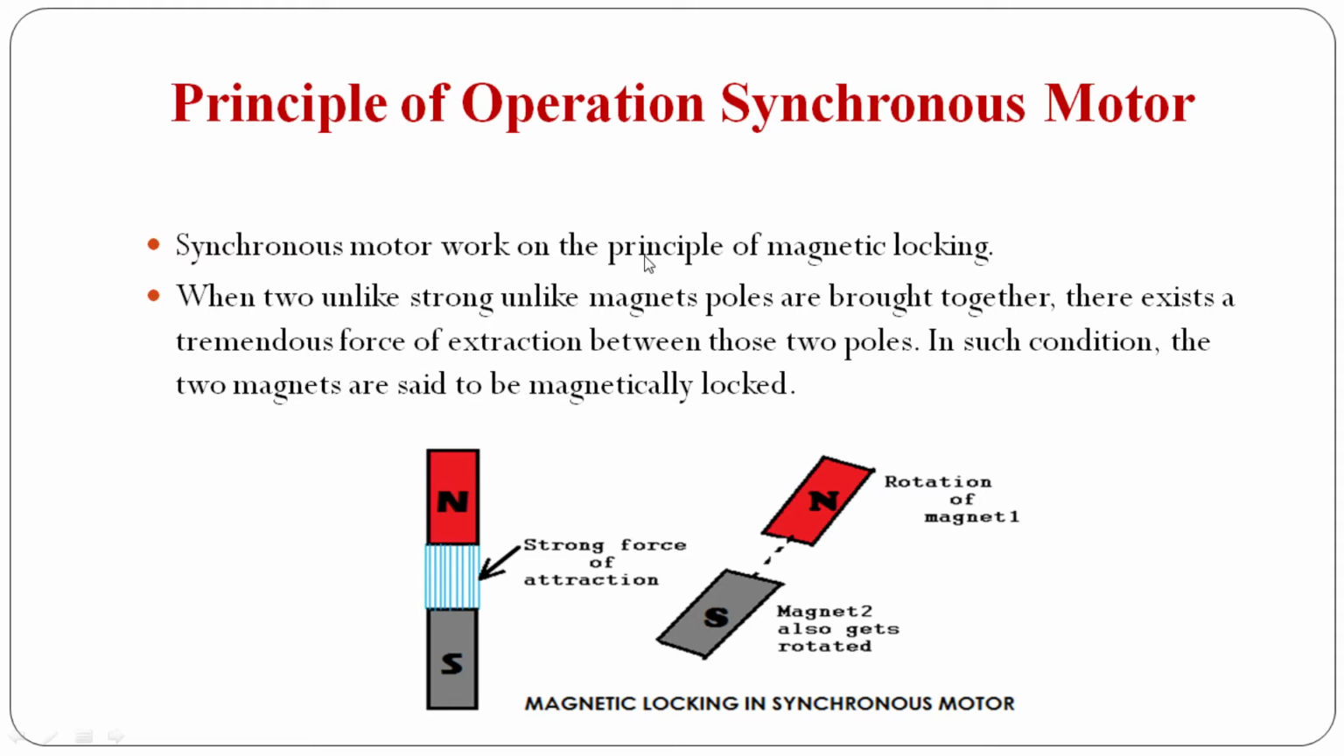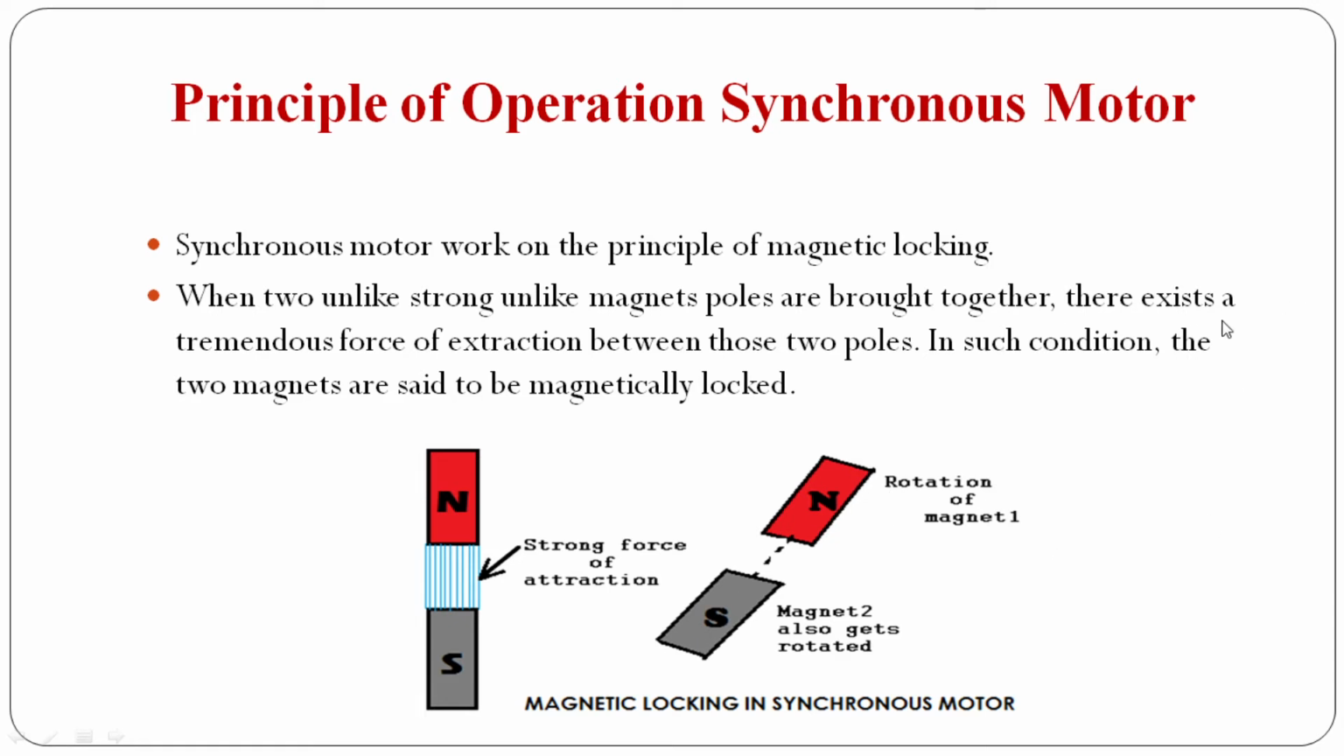So, what is magnetic locking? It is the principle on which the synchronous motor works. See here in this diagram, there are two poles of a magnet, north and south, and there is a strong force of attraction. When magnet 1 rotates, magnet 2 also gets rotated.